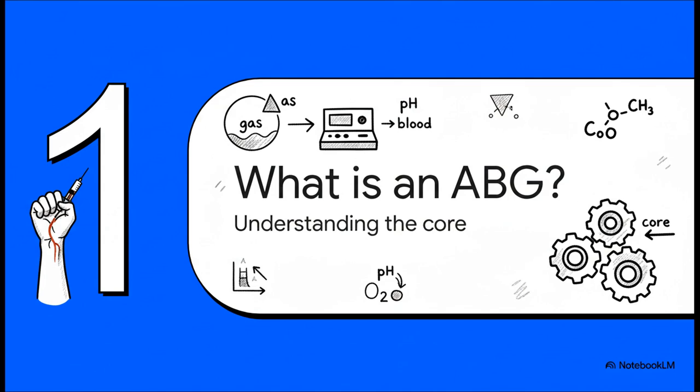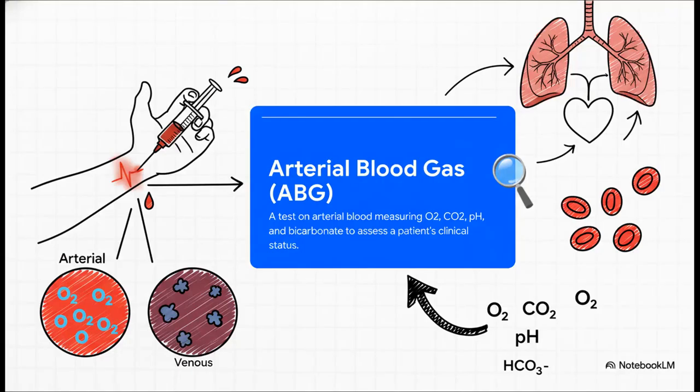So first things first, what exactly are we talking about when we say arterial blood gas? Let's break down the core components of this vital test. An ABG is exactly what it sounds like, a blood sample taken directly from an artery. Now, you might be asking, why an artery and not a vein? Well, it's because arterial blood gives us this crystal clear picture of how well the lungs are working before the blood gets to the tissues and they start using up oxygen and dumping CO2. It's like a perfect snapshot of a patient's respiratory and metabolic status in that exact moment.